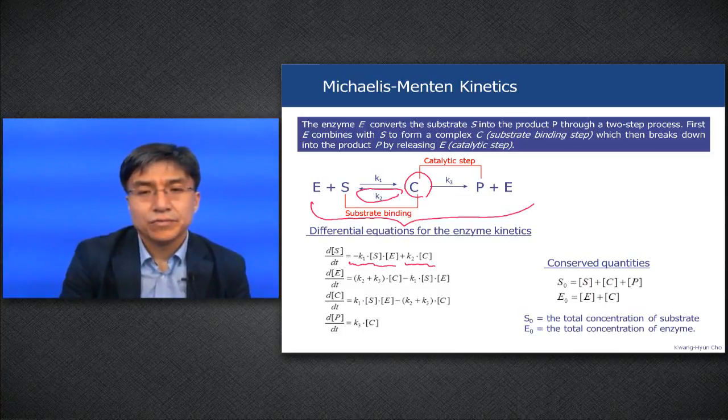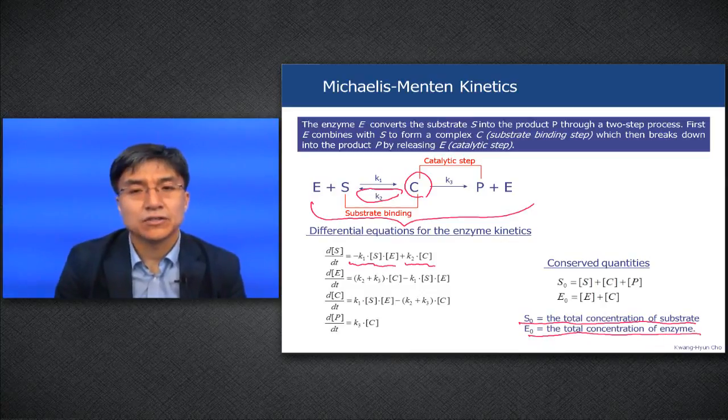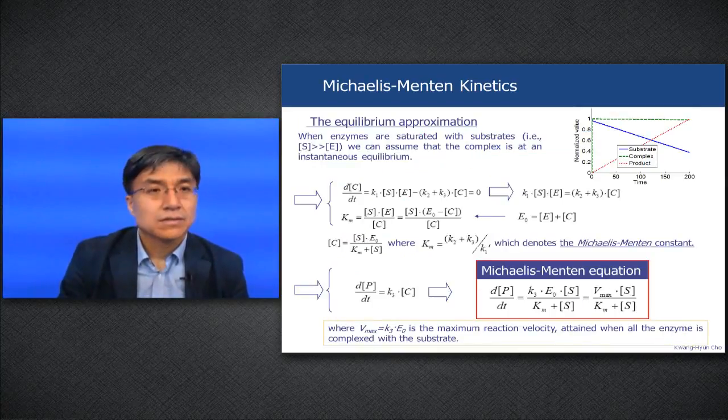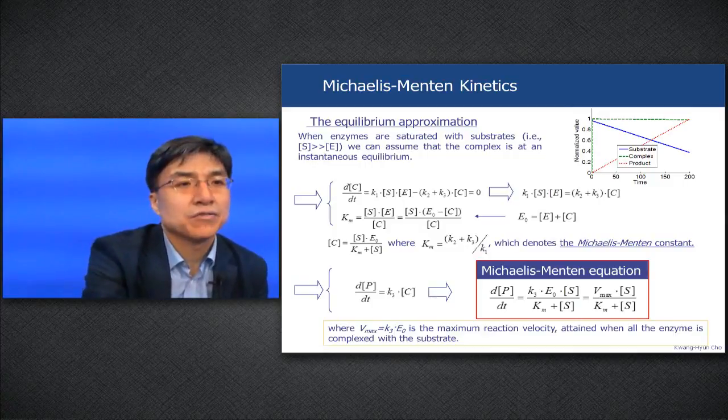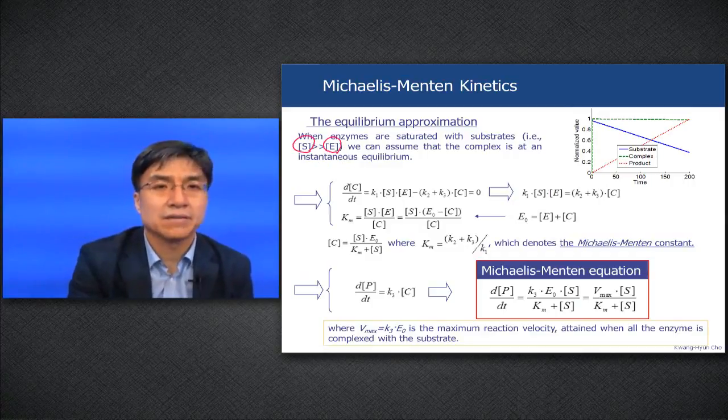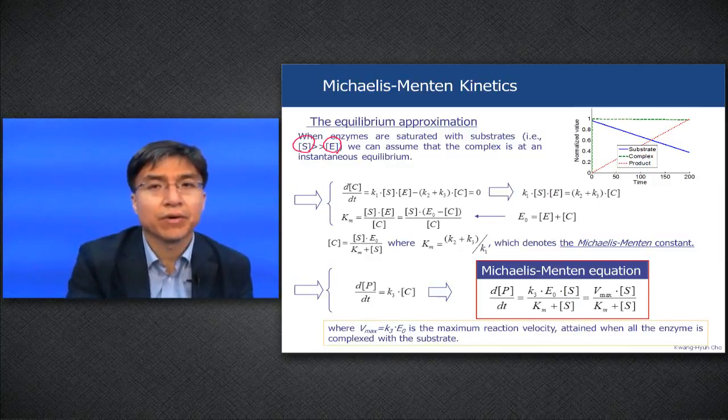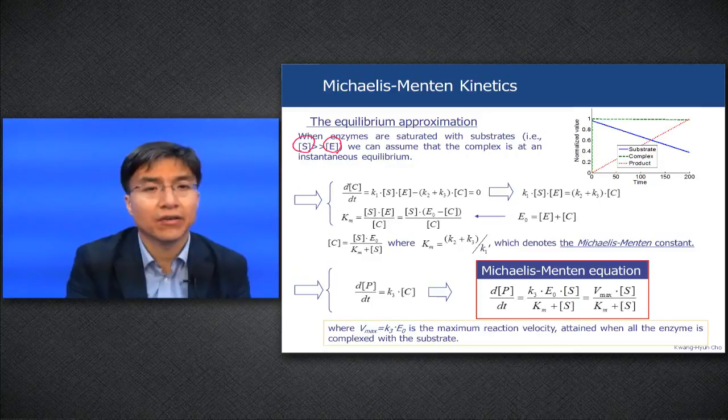Here, we can assume that the total concentration of substrate and the total concentration of enzyme do not change. Then usually the enzymes are saturated with the substrate. That is, the concentration of substrate is usually much larger than that of enzyme. So in this case, we can assume that the complex is at an instantaneous equilibrium point that we call quasi-equilibrium state.